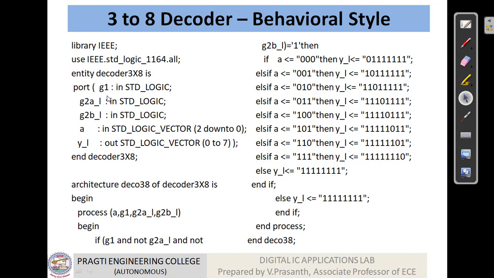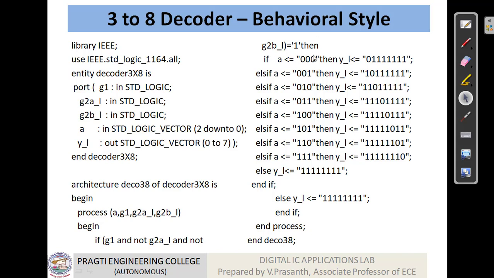In the process statement, what we have to write are these 3 enable pins and the input A: G1, G2A underscore L, G2B underscore L. Now if you write the code, if G1 and not G2A_L and not G2B_L is equal to 1, that means enable is 1. If it is enabled, then only it goes into functioning.